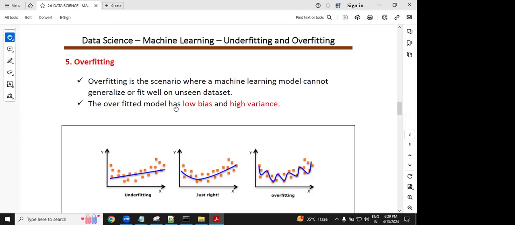The overfit model has what exactly? A combination of low bias and high variance. That model is called an overfitting model. Where to check this? We have a diagram. There is a combination of low bias, high bias, low variance and high variance.